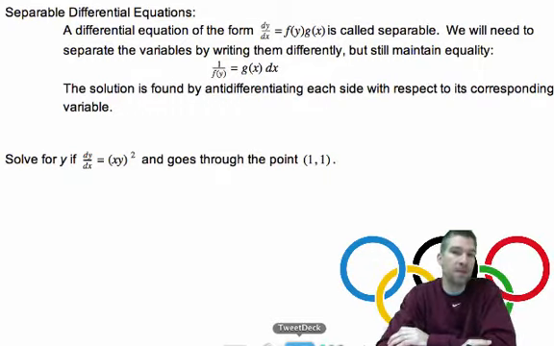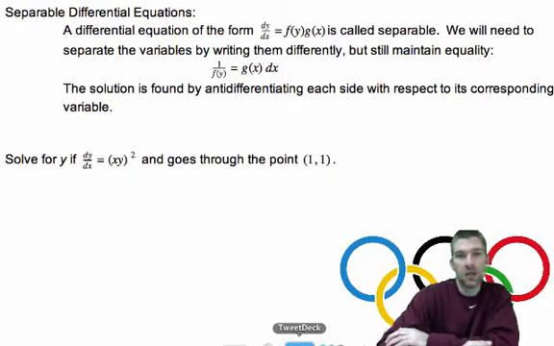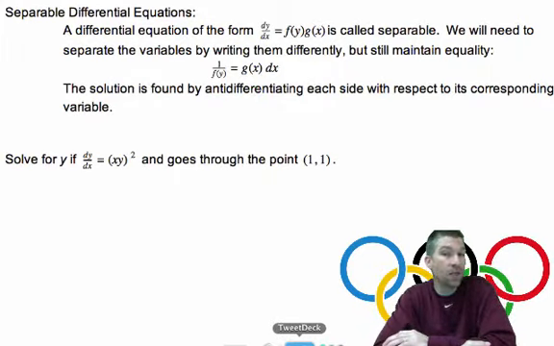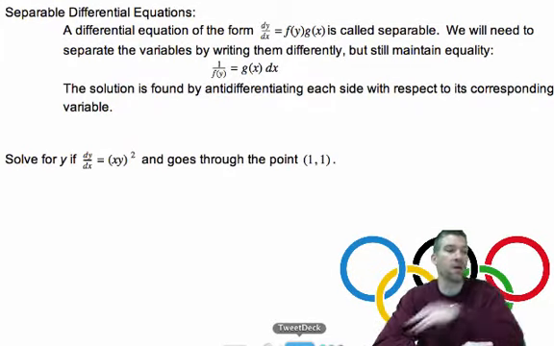So this steps back to old school Algebra 1 stuff, where you had to isolate one variable on one side of the equation and one variable on the other. Our equations won't be as neat, but it's still the same thought process. Whatever you do to one side of the equation, you have to do to the other. And now our bag of tricks includes derivatives and integrals and whatever other mathematical thing you need to do. So the solution is found by anti-differentiating each side with respect to its corresponding variable.